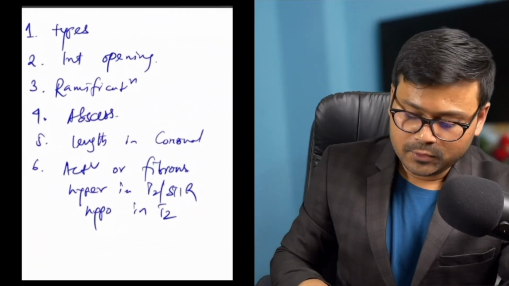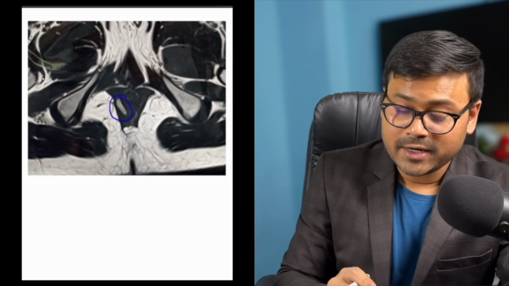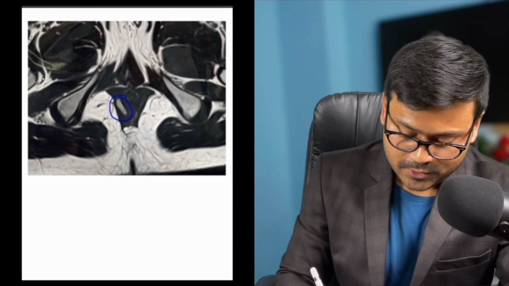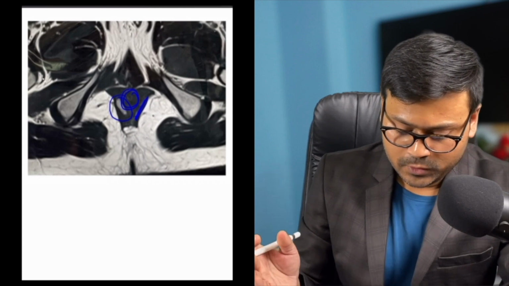Now let's quickly have a look at the MRI images. You tell me what is the type of the fistula. Now can you see the fistulous tract? And this is an intersphincteric fistula, because this is the external sphincter and this is the internal sphincter. The fistula tract is in between the internal and external sphincter. So this is an intersphincteric fistula, simple intersphincteric fistula. There is no ramification and it is hyper in T2.